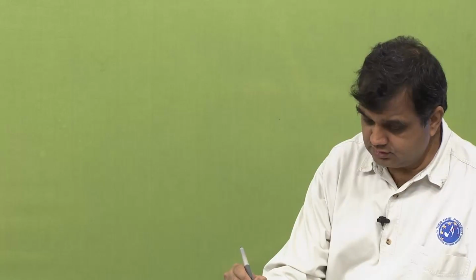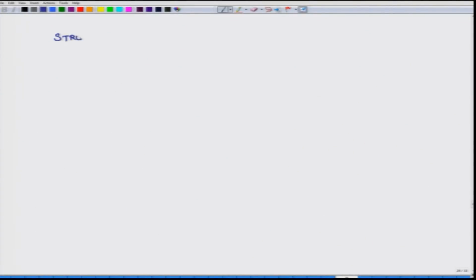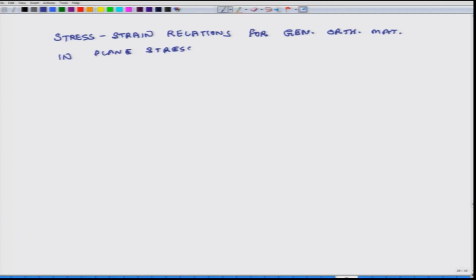So, for a generally orthotropic material, that is what we are interested in finding out: stress-strain relations for a generally orthotropic material in plane stress. Plane stress is still there. So, that is what we want to develop.